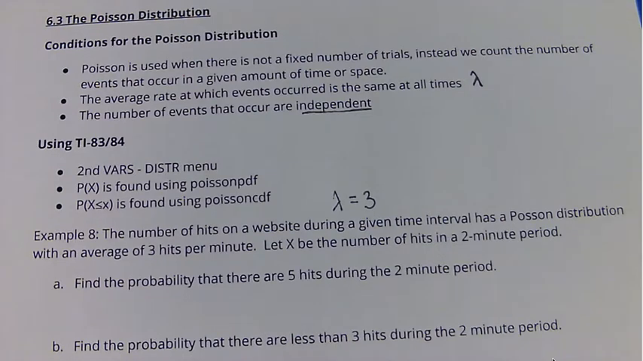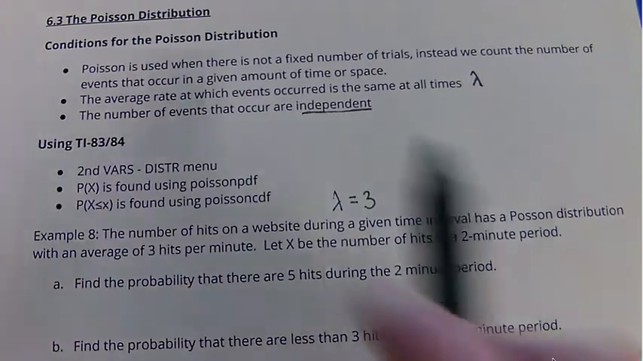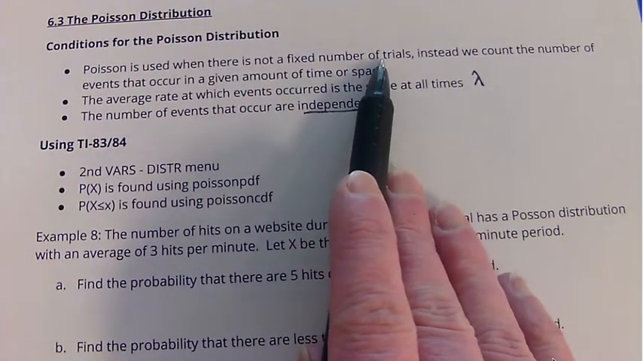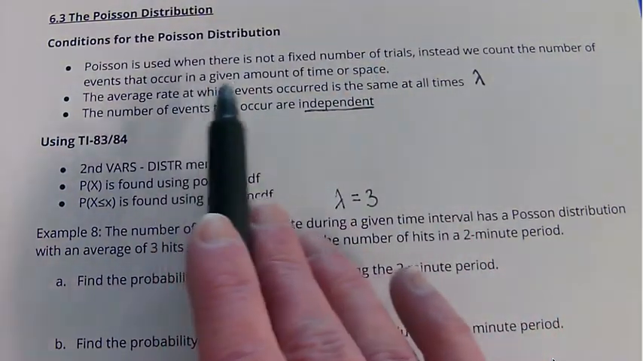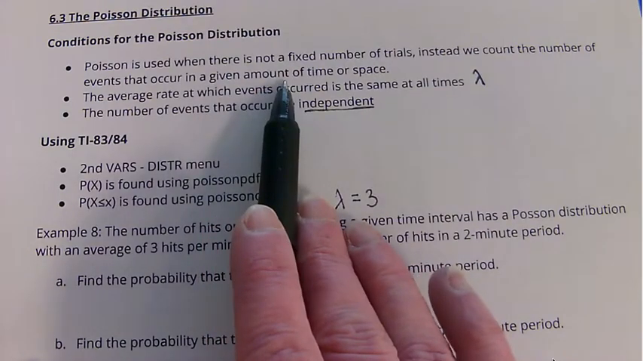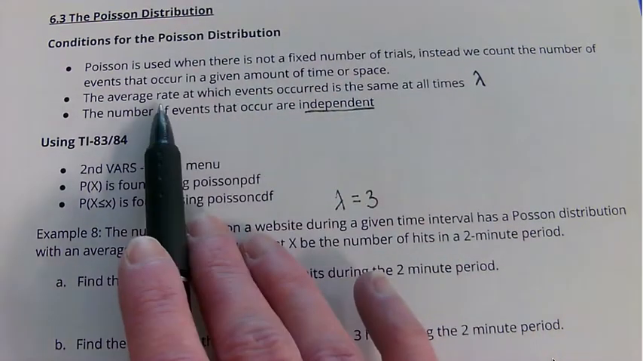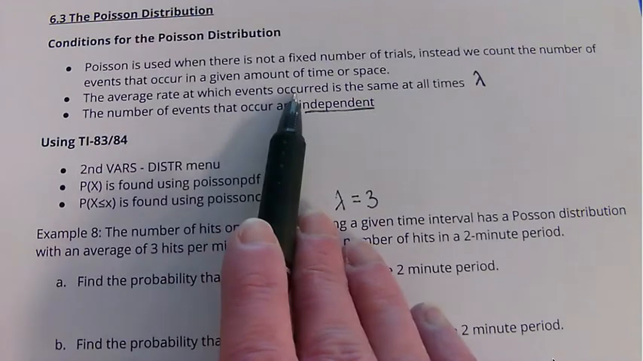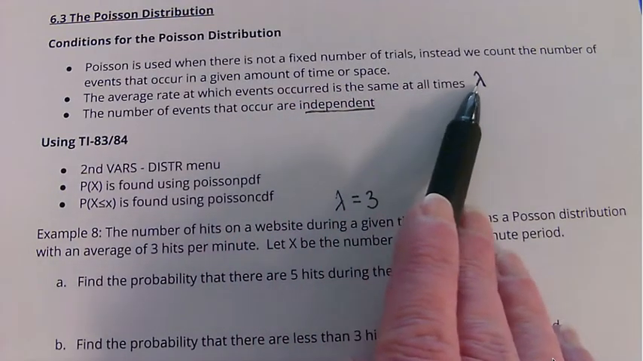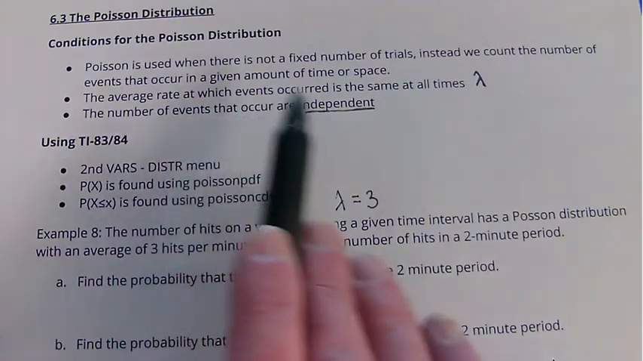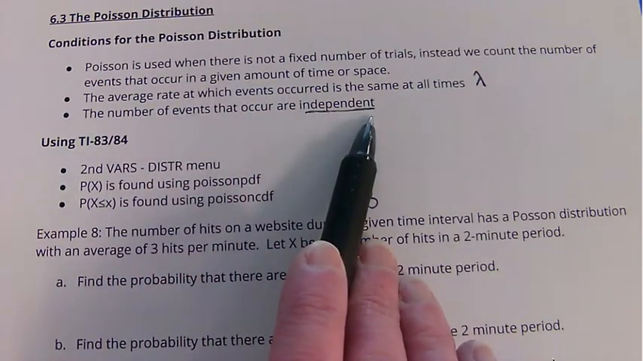The Poisson distribution is very similar to the binomial distribution, but in this case, it's not a fixed number of trials. It's events that are occurring during a given time or space. The average rate at which the events occur is the same at all times, and that's usually represented by lambda. The number of events that occur must be independent. If it happens once, it can't affect the other ones.